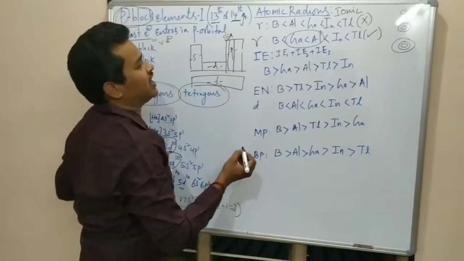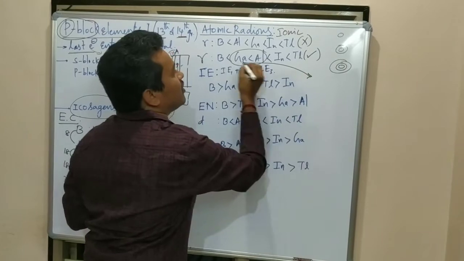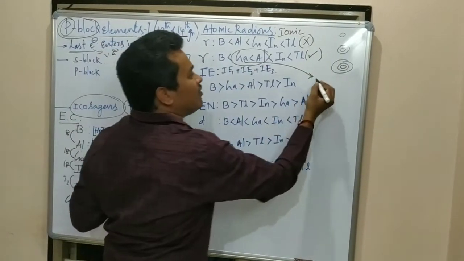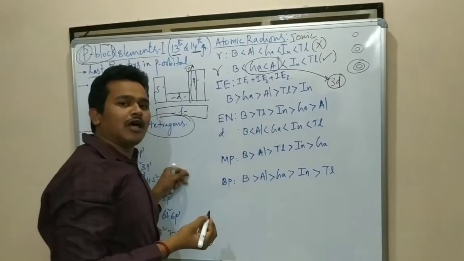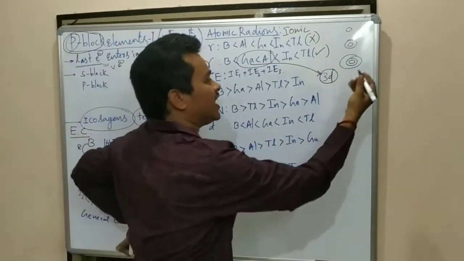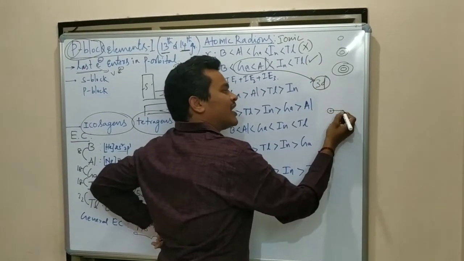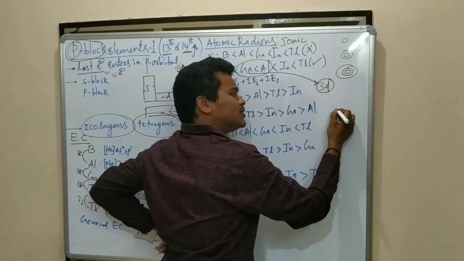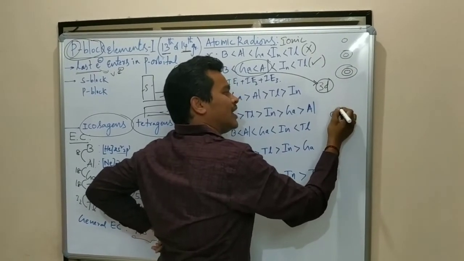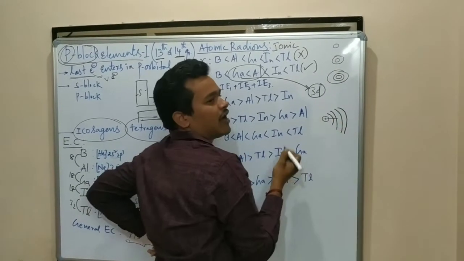There is a 3D shell. In the case of gallium, there will be a 3D orbital existing. See here, everybody. Wherever the nucleus is, the nuclear force of attraction will come here. So it is passing through an orbital, an s orbital, or it may be a p orbital, or a d orbital, or it may be an f orbital.